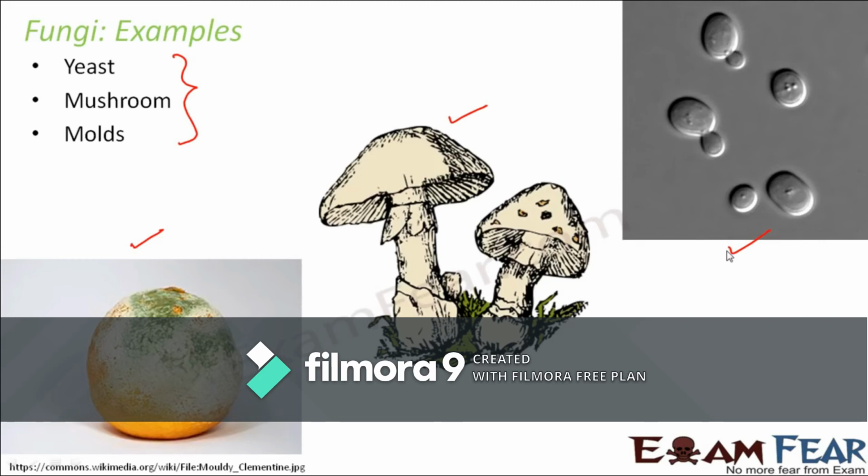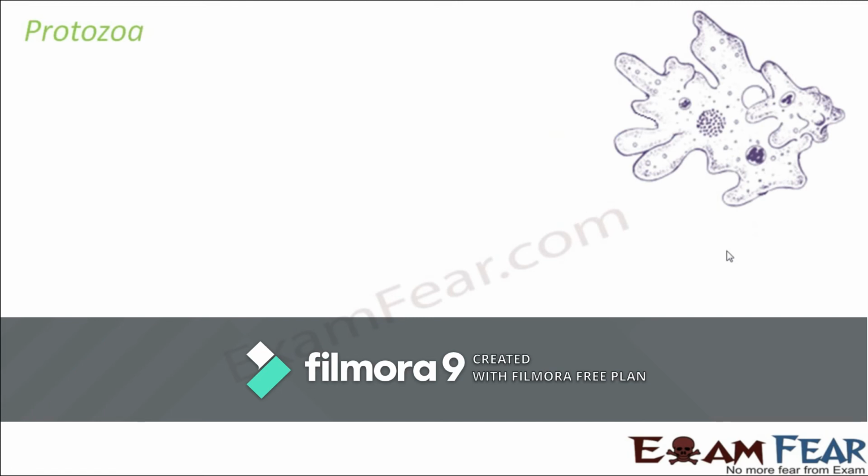So this was the second classification. Now the third classification is protozoa. What are protozoa? These are organisms which are mostly unicellular. We cannot say that all of them are unicellular, but yes, most of them are. However, some of them might be multicellular as well. Unicellular, that is, made up of one cell.